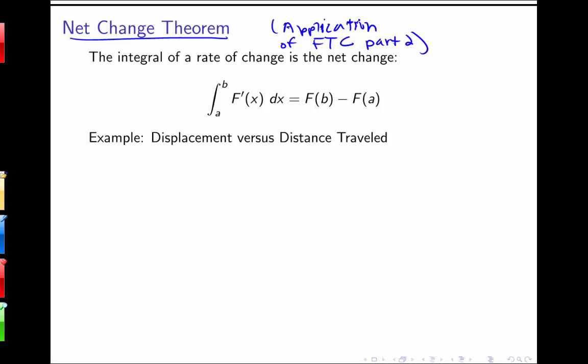Okay, so remember that the second part of the fundamental theorem says that the integral of some function is equal to the difference between the antiderivative evaluated at the upper limit minus the antiderivative evaluated at the lower limit. So in an application, if what you have here that you're integrating is some particular rate, then the integral of that rate is the net change in the quantity.